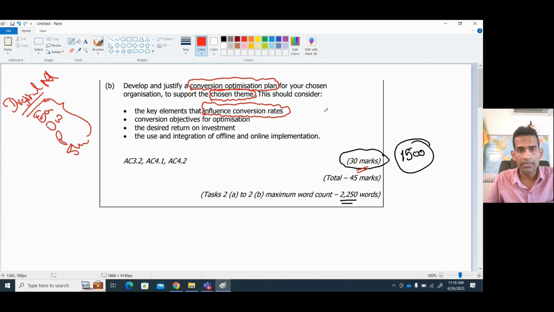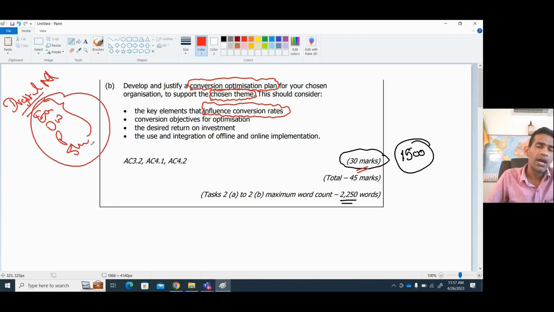You need to identify the digital marketing side when you look at conversion objectives for optimization, because you need to design your conversion objectives. The purpose behind the conversion optimization plan, your conversion objectives in numbers, you need to make sure those objectives also follow a SMART approach. And the desired return on investment. Of course, you're talking about a plan, so you need to have a concern on the budget as well. What you're going to invest in the medias you are talking about here, and what return you are expecting.